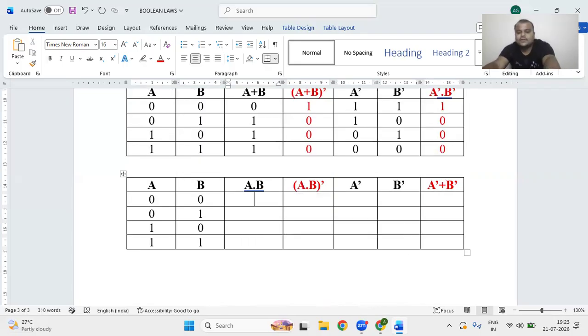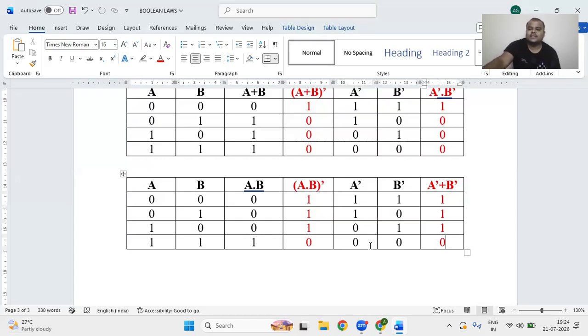A into B: 0 into 0 is 0, 0 into 1 is 0, 1 into 0 is 0, 1 into 1 is 1. And the whole complement: 1 1 1 and 0. Next is A dash. A dash is 1 1 0 0. Oh, it is the same thing as in the last one. And B dash is also the same, 1 0 1 0. That you have to add: 1 plus 1 is 1, 1 plus 0 is 1, 1 plus 0 is 1, 0 plus 0 is 0. You got the same answer, right?